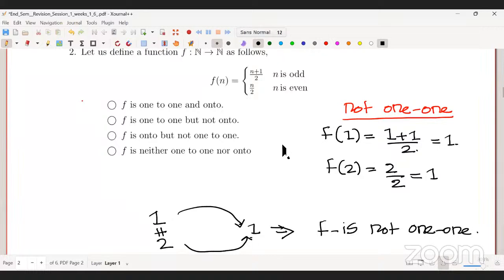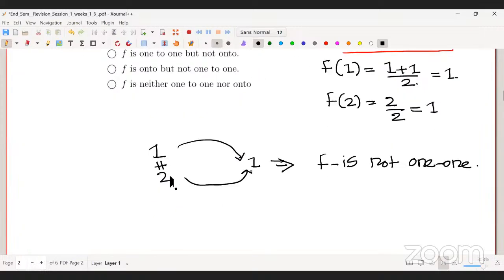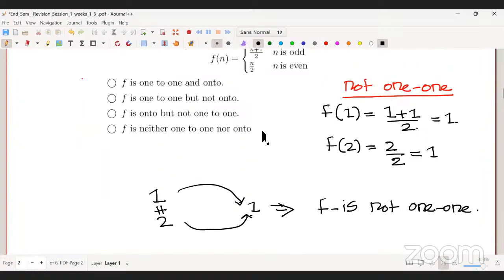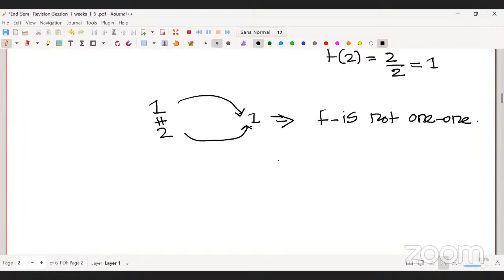And the next thing is what we need to show: whether this function is onto or not. And already someone gave the answer. So to show that this function is onto, we need to show that every element in the codomain has a pre-image in the domain, right? So every element in the codomain has a pre-image in the domain.